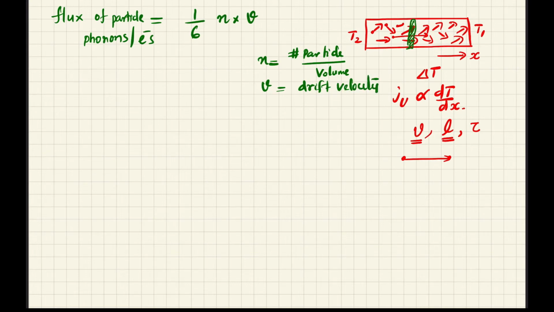Now you know the flux of particles crossing a particular unit area per unit time, and you should know the heat energy transferred. So take small c as the heat capacity of a single particle.